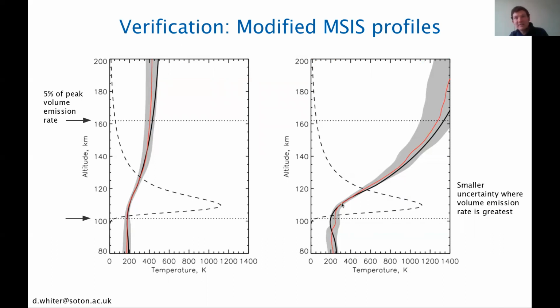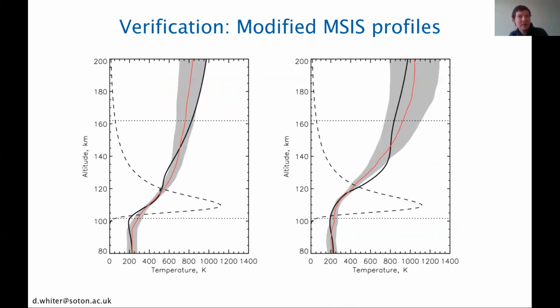Another thing to notice here is that the uncertainty goes down where the volume emission rate is higher, because that region is contributing more to the measured spectrum. So it makes sense that we'll be able to constrain the profiles higher in those regions, or better in those regions.